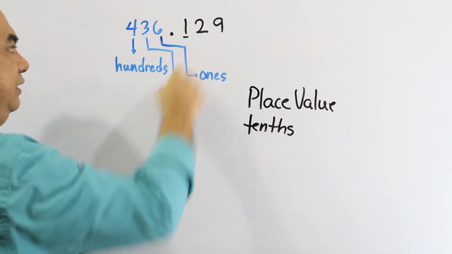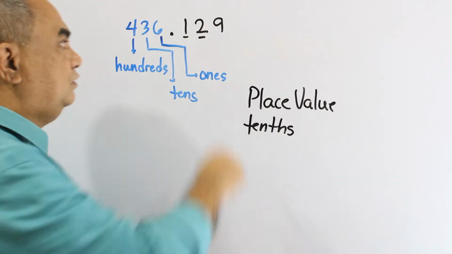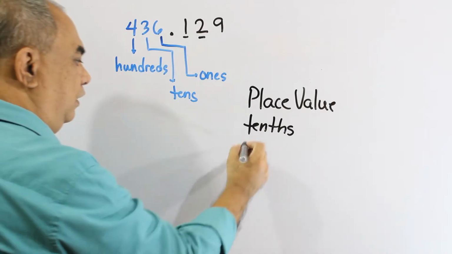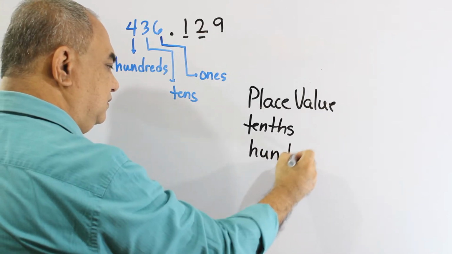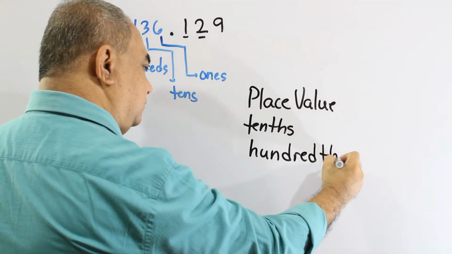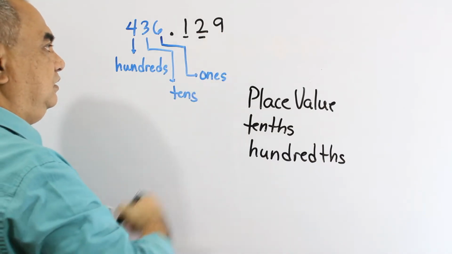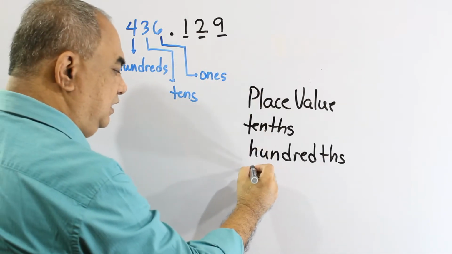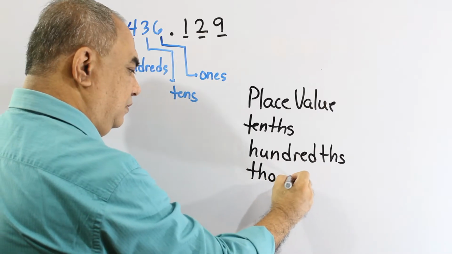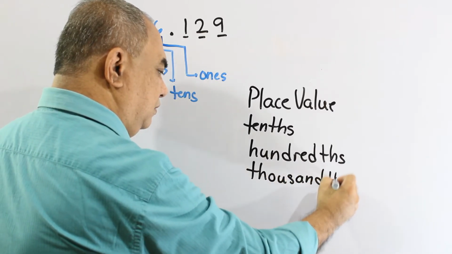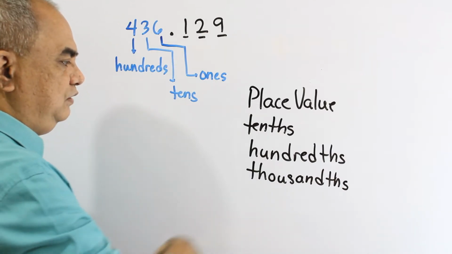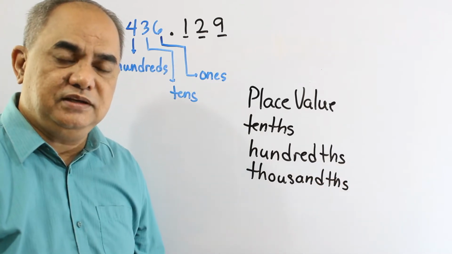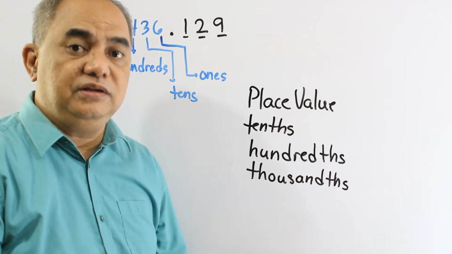Now, the next digit, the 2, does not just represent the number 2. It represents the place value of the hundreds. And finally, we have the digit 9, and the place value of the 9 here is what we call the thousands. Notice that each place value here ends with THS, THS, and THS. That represents that these place values are all decimals.